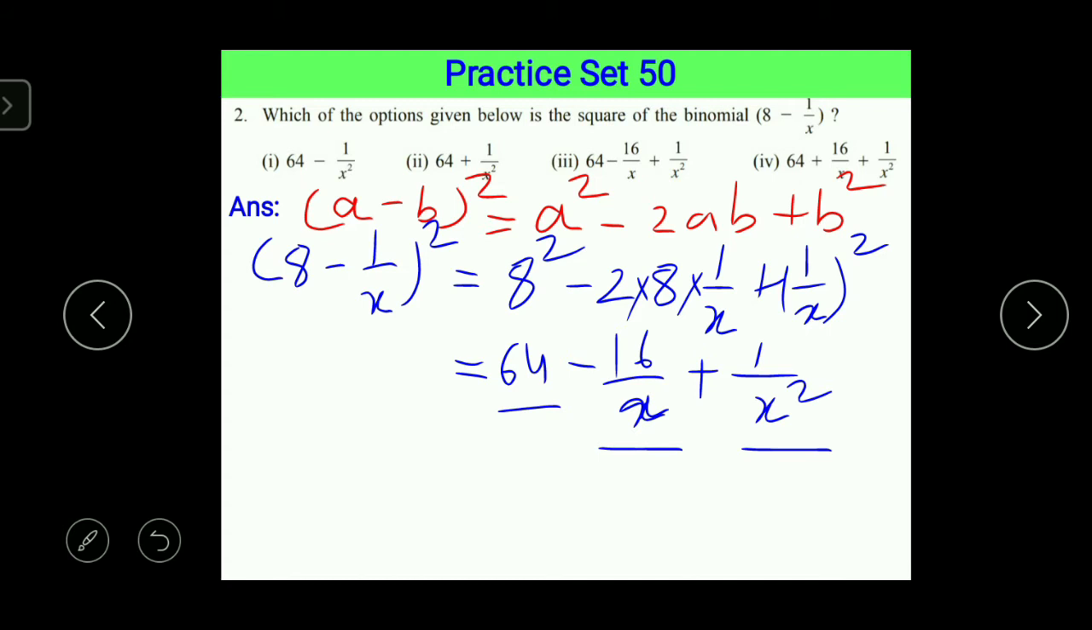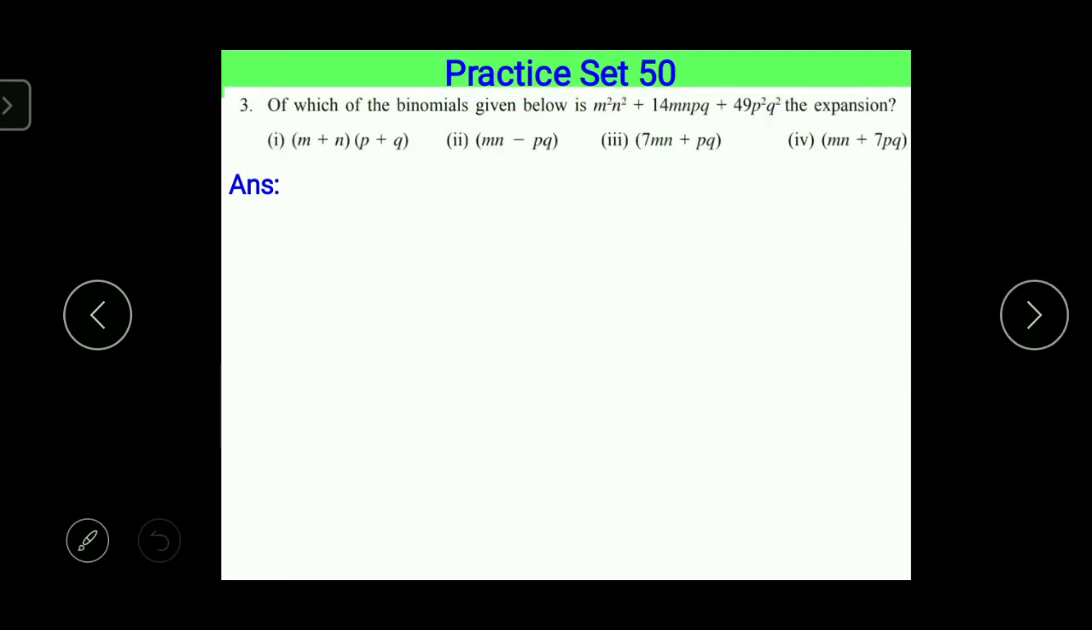You will not waste time in writing, students. You will take a screenshot. You will write it later. Now we'll move ahead. Here we are having the next question, question number 3. I'll just start with question number 3, students.